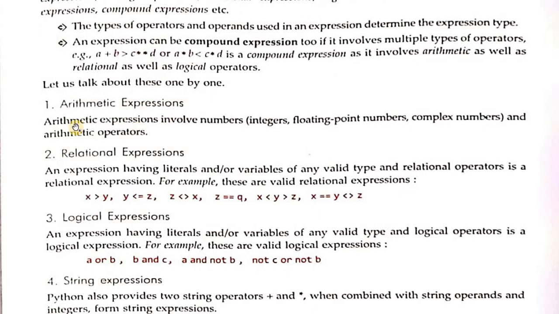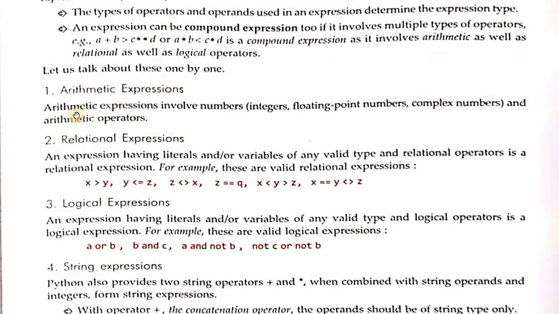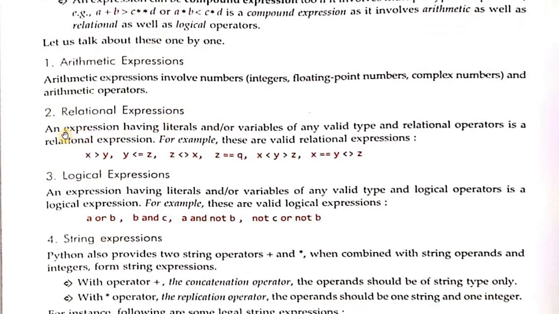For arithmetic expression, look at the definition. An arithmetic expression involves numbers, integers, floating point numbers, complex numbers and arithmetic operators. Relational expression: an expression having literals, variables or any valid type of relational operators is a relational expression. For example, these are valid relational expressions. Look at here, only relational operators are used in this expression.